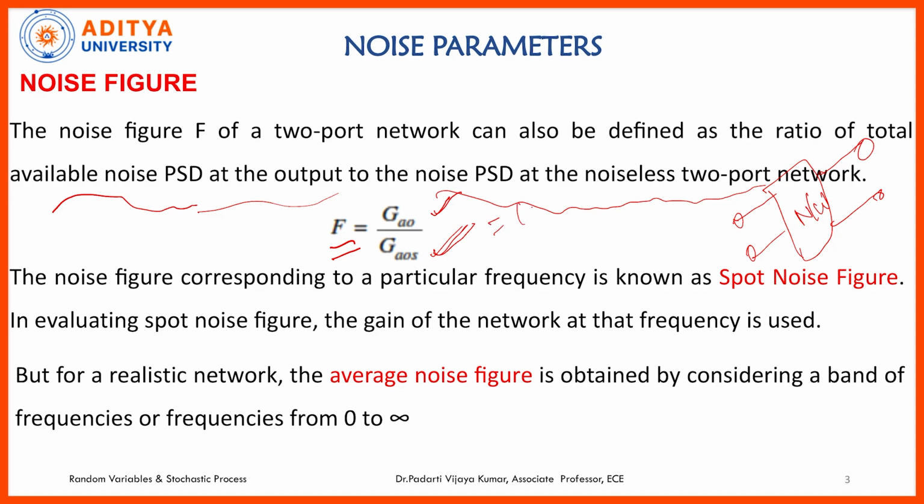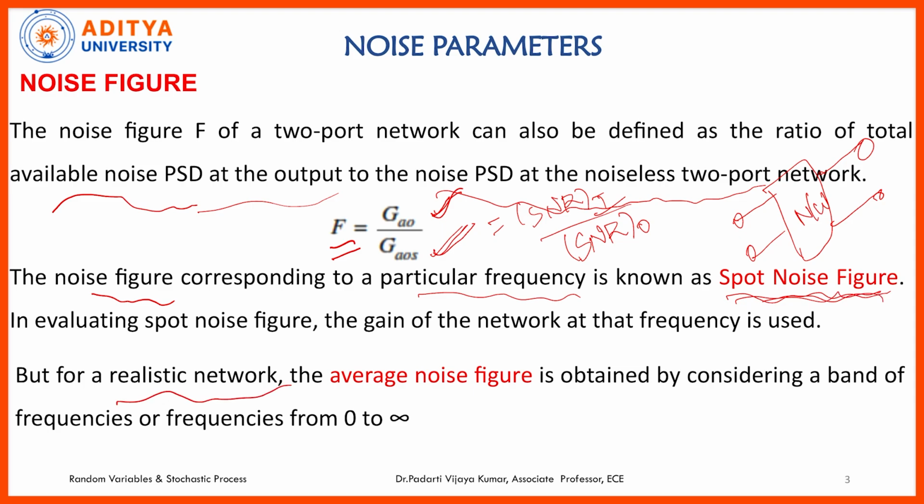Or else we also define this as the ratio of signal to noise ratio at the input to the signal to noise ratio at the output. This definition is also valid when you express in terms of signal to noise ratio, and this definition is based on the noise power spectral density. And there are some cases where noise figure at a particular frequency is also known as spot noise figure. If you are interested in finding the noise figure at a particular frequency, this definition is called spot noise figure. This is also used in computing the gain of the network. Sometimes if you want to compute the gain of the network at a particular frequency, this concept is valid.